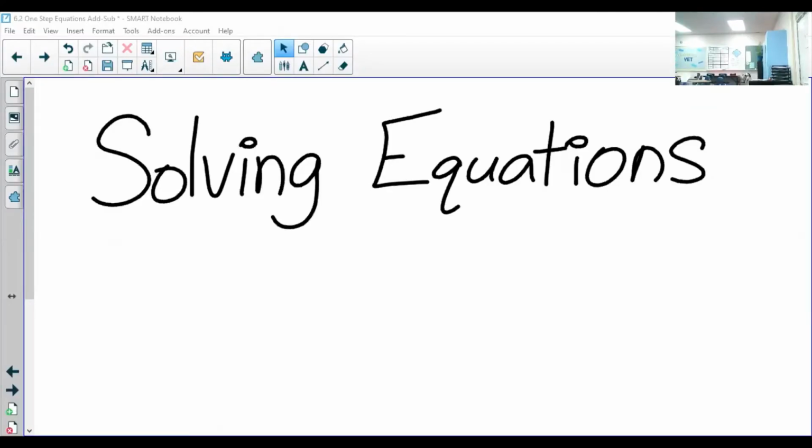Today's lesson is going to be all about solving them. We're going to just do one step. We're going to be adding and subtracting, and let me show you what I'm talking about. I'm going to head to the front. Like I said, today we are doing solving equations. So you're going to have something like this.